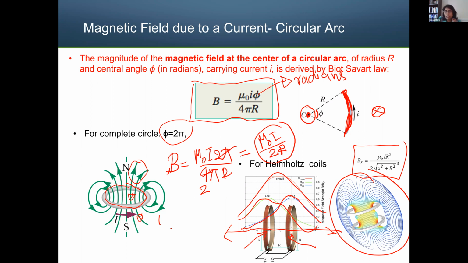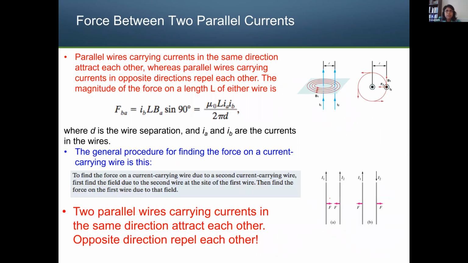We are using this in many places, but this is the real life application that we can see. So now the next part is actually discussing current carrying wires. If I have two wires that carry current, they can carry the current in the same direction or in the opposite direction.